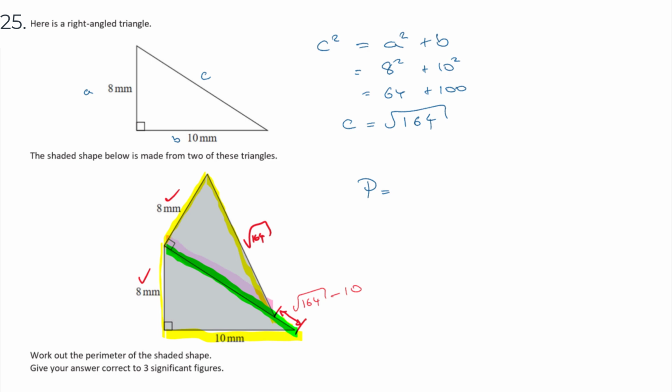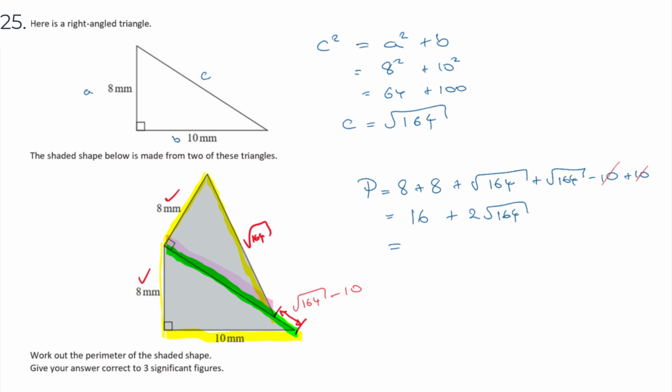Okay, so then the perimeter of our shape is going to be all those sides added up. Now we know what they all are. So I've got 8 plus 8 plus root 164 plus root 164 minus 10 plus 10. Okay, I'm just going to cancel those off straight away. Minus 10, 10 cancel. I've got 2 lots of 8, so that makes 16, and I've got 2 lots of root 164, so 2 root 164.